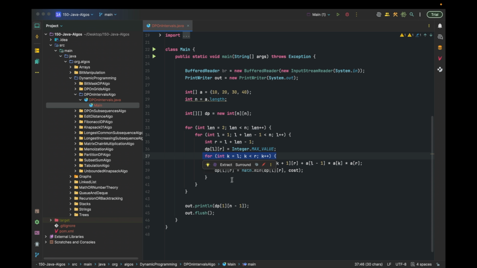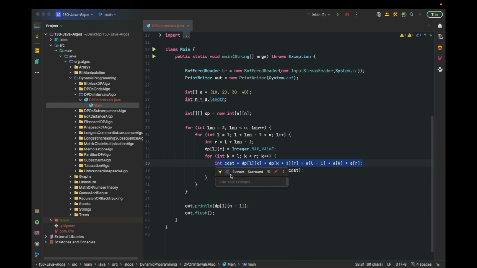You can clearly see K. So what does K represent here? We are trying all the possible partition points K, right? In our case, we'll be going with K equals 1 and K equals 2, two partitions basically. So this is the formula to calculate the minimum cost. You can just look into it.